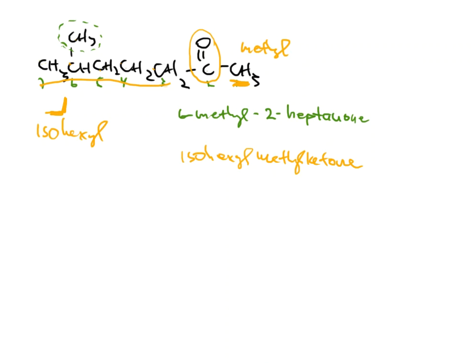All right, let's keep going. Let's keep doing these examples. So here we'll do a ring structure, and that ring has a double bond O.